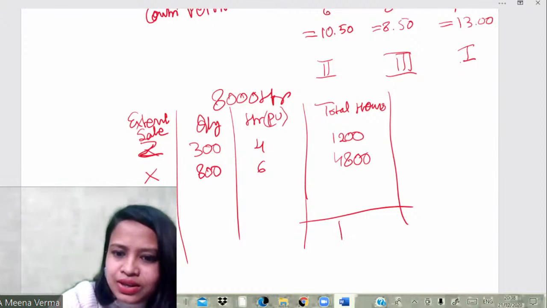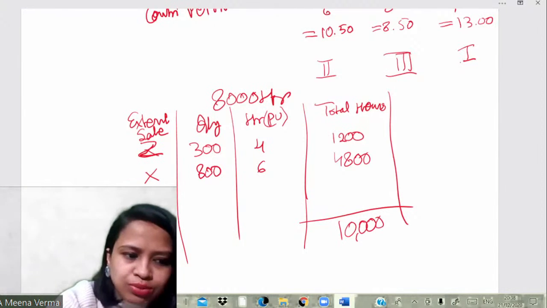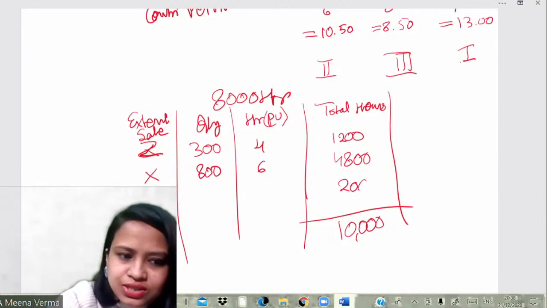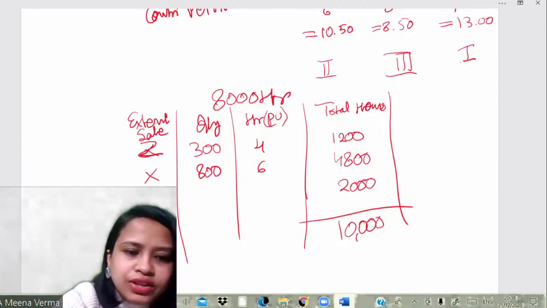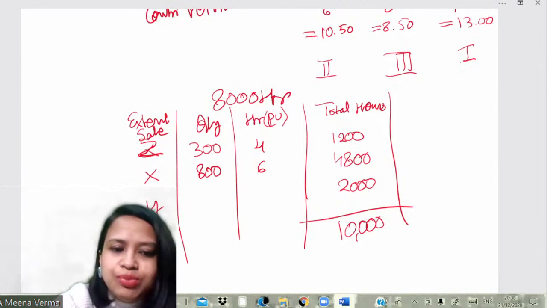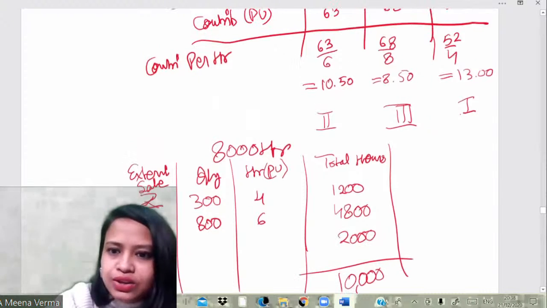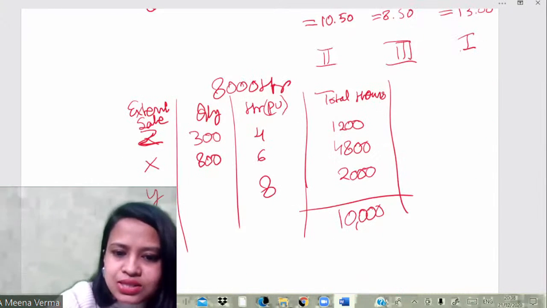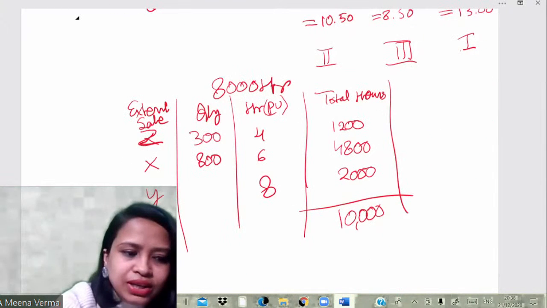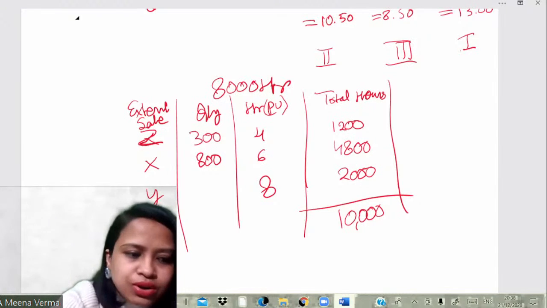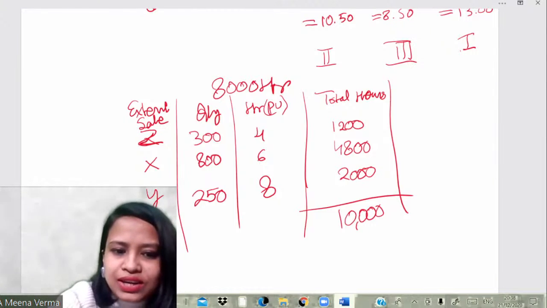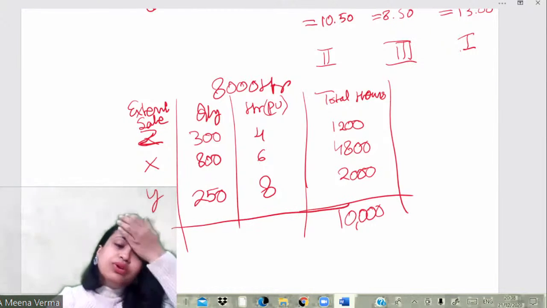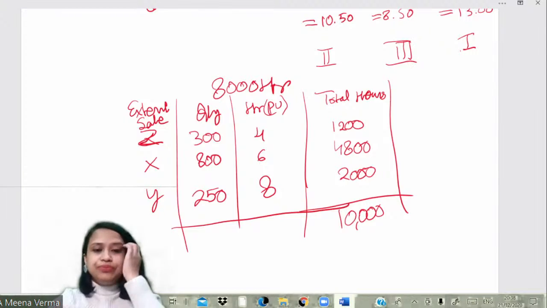Now you can see that you have limited 10,000 hours. So how many hours are left here? 2,000 hours are left here. With that you will produce product Y. For producing 1 unit of product Y, you need 8 hours. How many units can you produce here? 250. How? You divide these two values and you get 250 units you will produce for product Y.